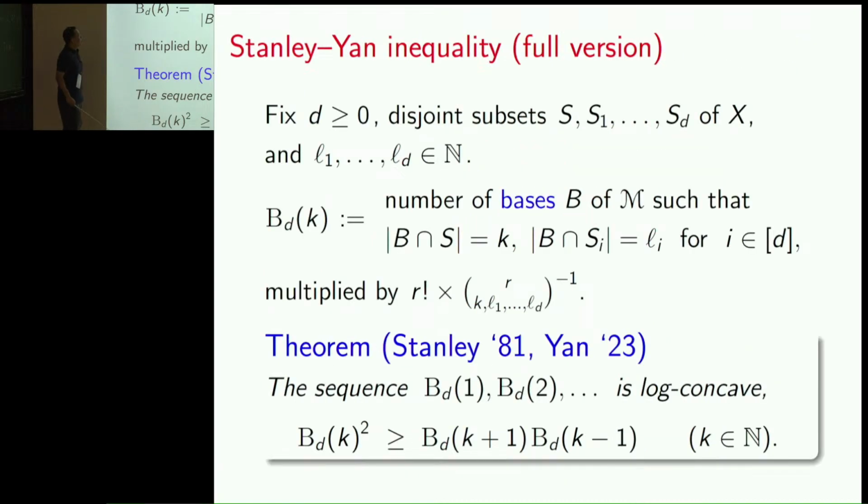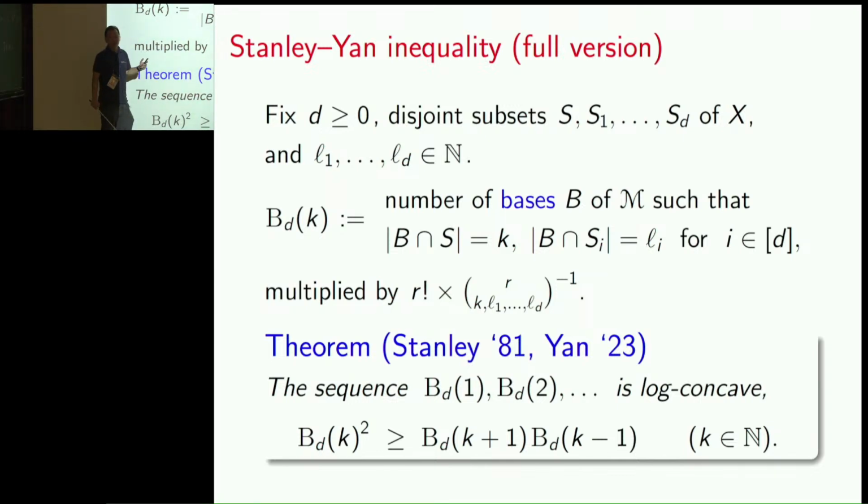Okay. And in fact, Stanley and Yan prove a more general inequality that we now sometimes call the full version. This is saying that you can also include extra D subsets, S1 up to SD, which you fix. And you can additionally ask for extra assumptions: on top of having the intersection of the basis with the set S equal to K, the basis intersect with S1, S2, up to SD will be equal to the fixed numbers L1, L2 up to LD. And the one that we saw before is a special case when K is equal to 0.